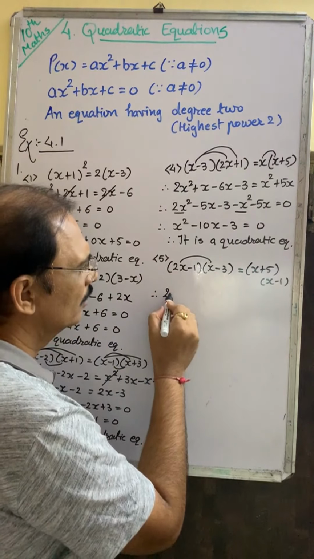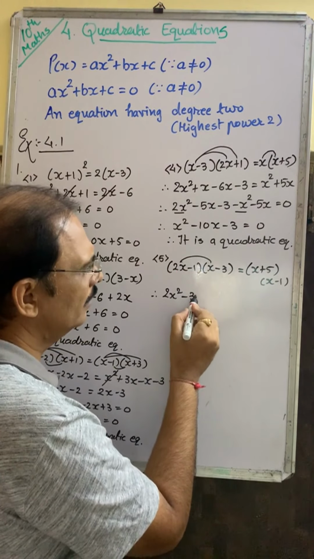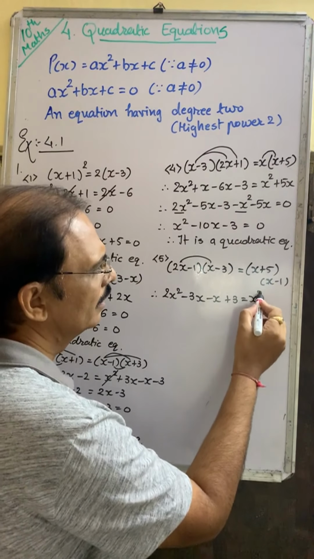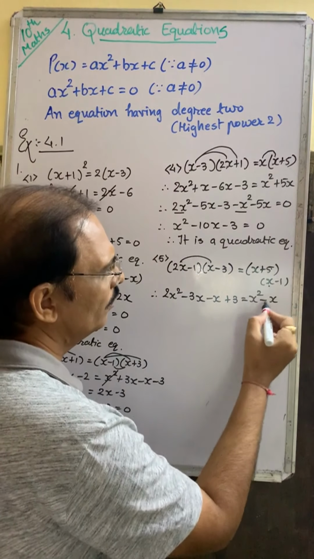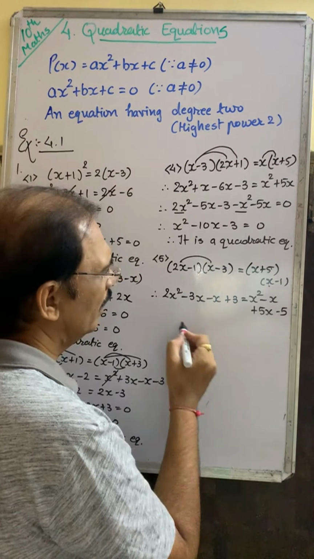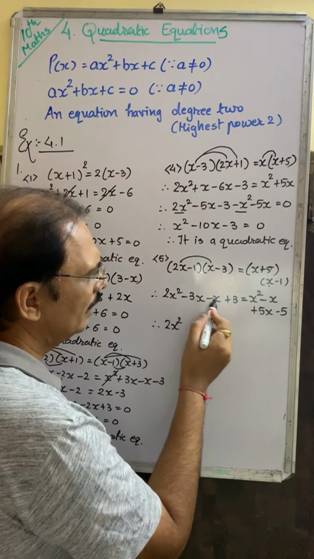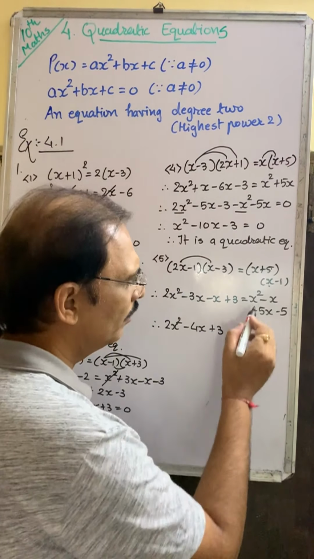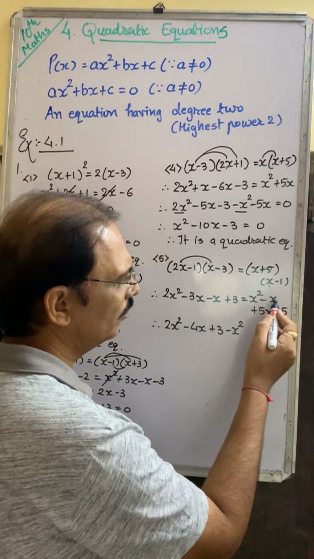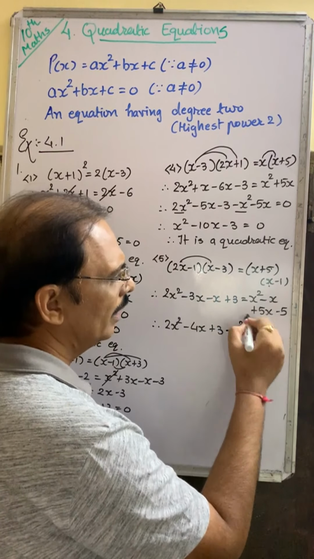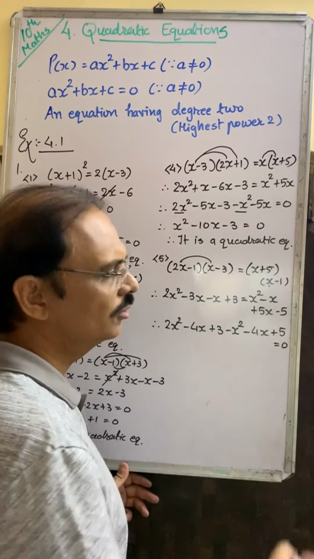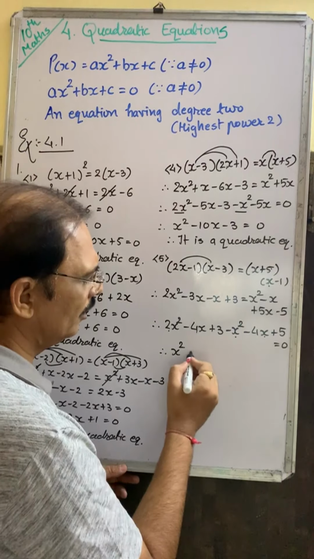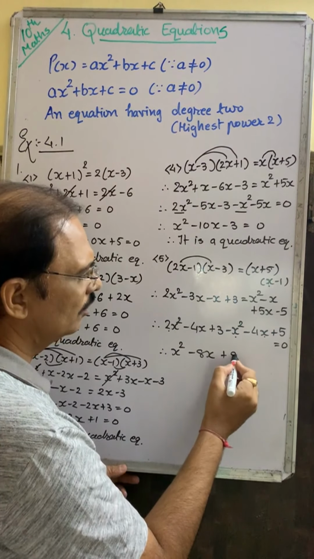2x into x, 2x², 2x into -3, -1 into x, minus minus plus, 3 ones are 3. x into x, x ones are x, -x, plus 5x, -5 ones are 5. Now this is 2x² - 3 and -1 is -4x + 3. Take all these terms to the left side, +x² will be -x². 5 - 1 is 4, take the -4 to the other side. -5 take to the other side, plus 5, equals 0. 2x² - 1x² is 1x², -4 and -4 is -8. 5 + 3 is also 8.